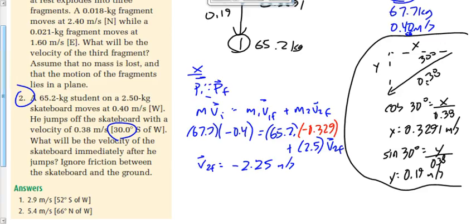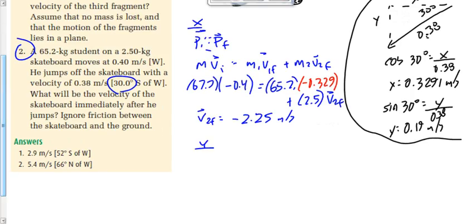Okay, so the Y component is pretty much the same thing. The way we do it is the same anyways, right? For the Y component, we say PI equals PF. PI is 0. How come? Yeah, there is part of it moving horizontally, and part of it not moving at all, but none of it's moving on the y-axis vertically. So the total initial momentum will be 0, equals M1 V1F plus M2 V2F.